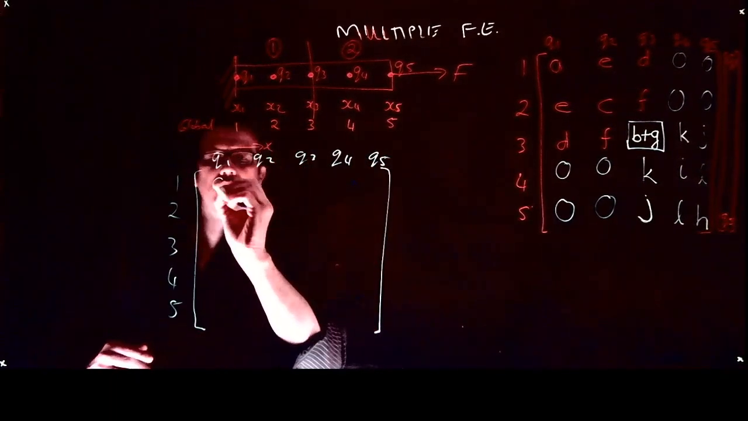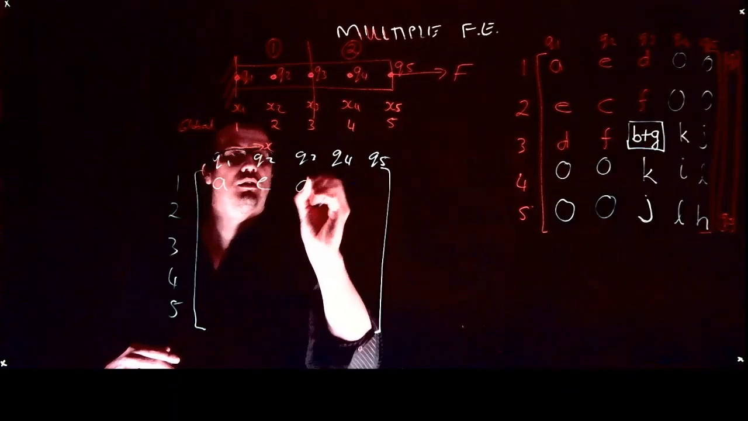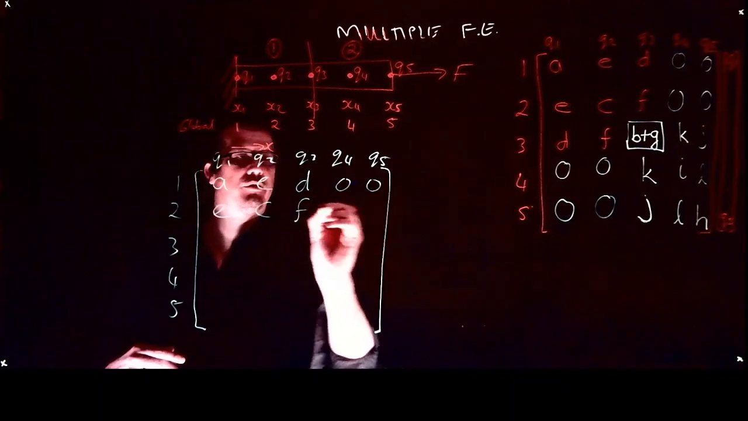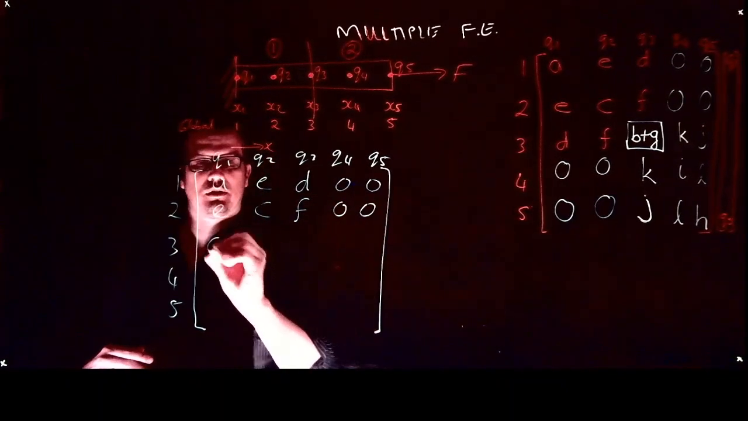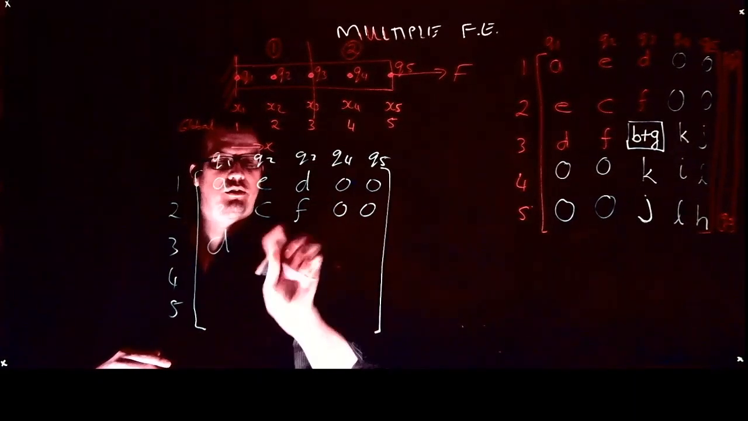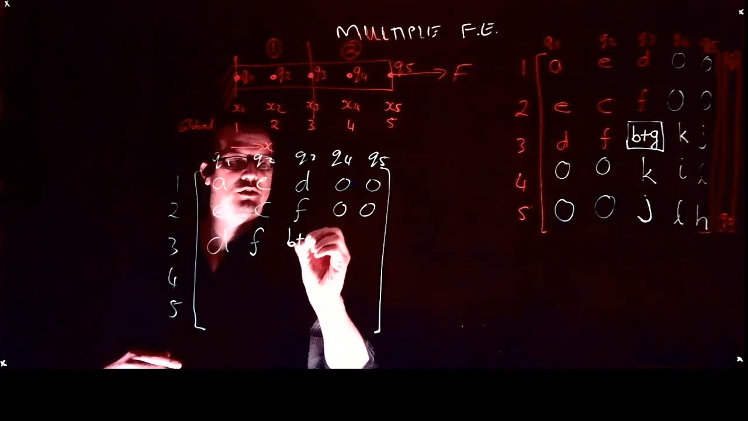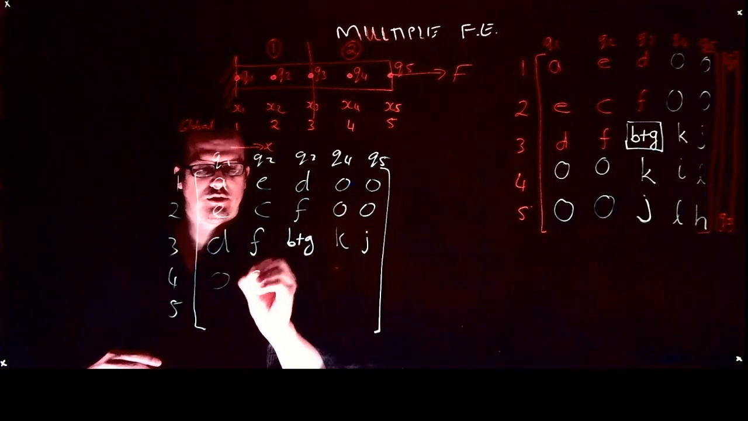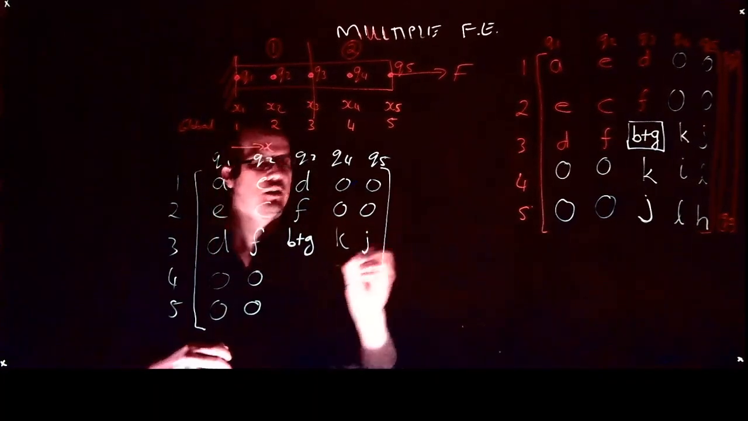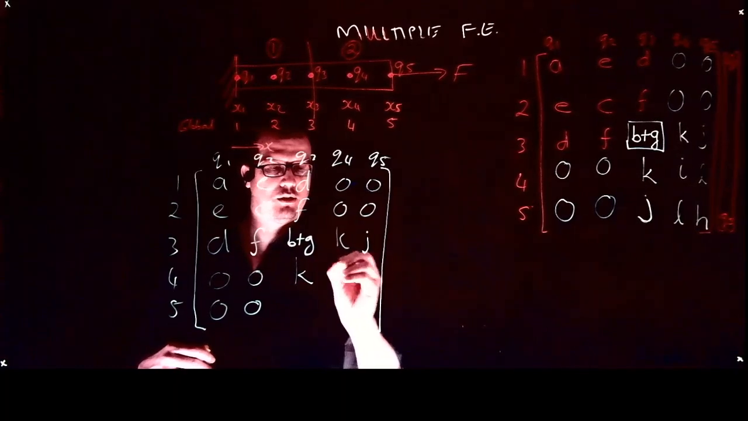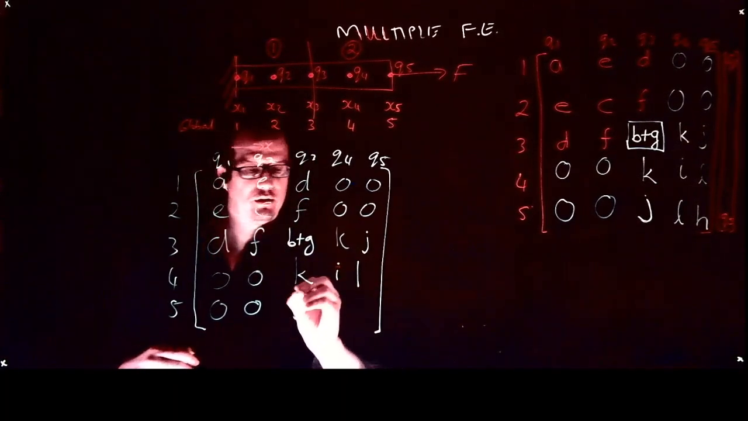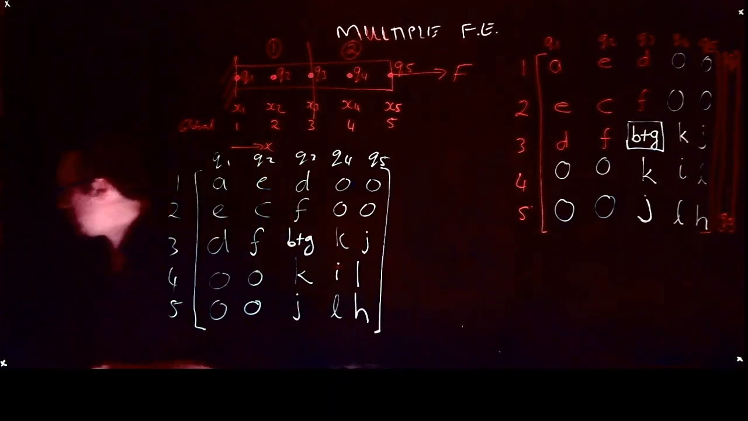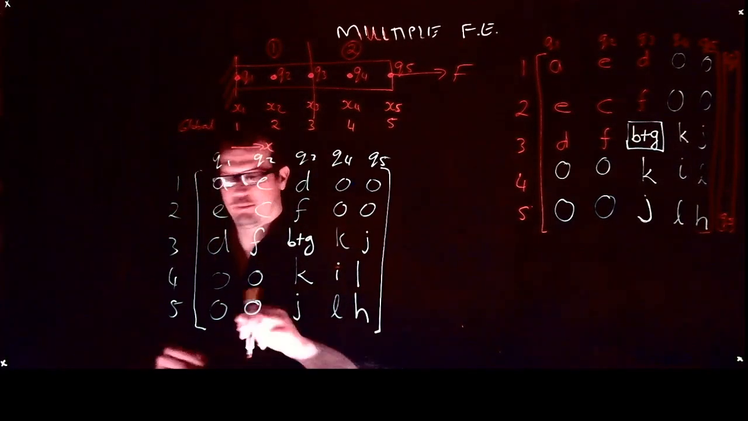Then A, E, B, 0, 0, E, C, F, D, F, B plus G, K, J, 0, 0, 0, 0, K, and J. Okay, that should be semi-clear.